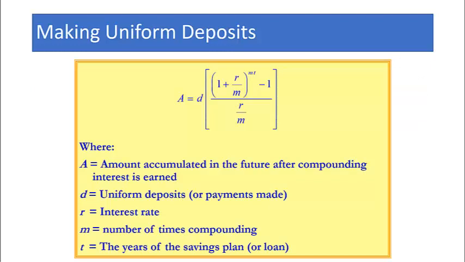In the case where we're making uniform deposits, we'll use the formula shown here, where A is the amount accumulated in the future after compounding interest is earned, D is the amount of those uniform deposits, R is our interest rate, M is the number of times the money is compounding in a year, and T is the years of the savings plan or loan.